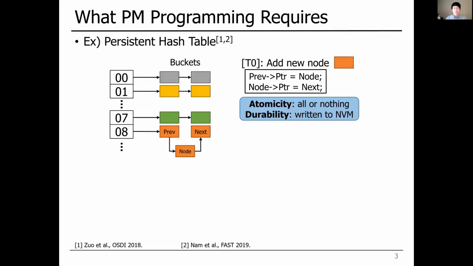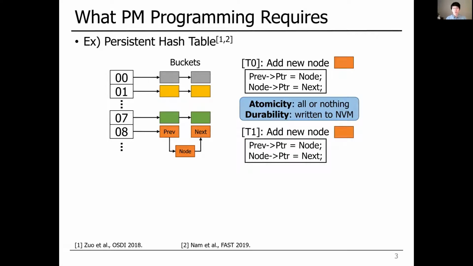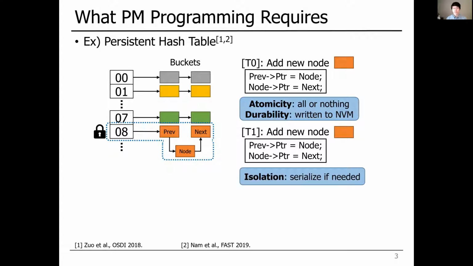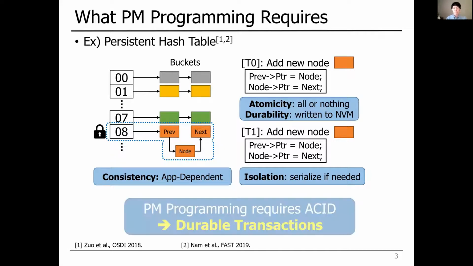In addition, what if there is another thread trying to insert a new node to the hash table simultaneously? If they are conflicting accesses, execution should be serialized, which requires isolation between threads. As a result of atomicity, durability, and isolation, the data structure should be consistent at all times. Consistency is app-dependent, so in this example, the persistent hash table must always be in a consistent state, even with concurrent updates. Therefore, persistent memory programming requires ACID properties, for which durable transactions have been proposed.